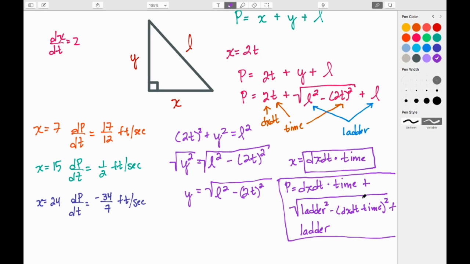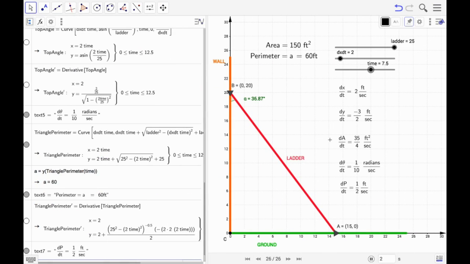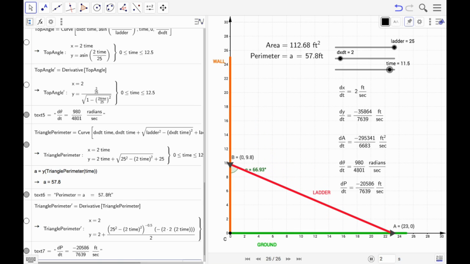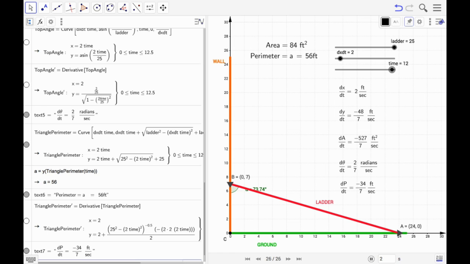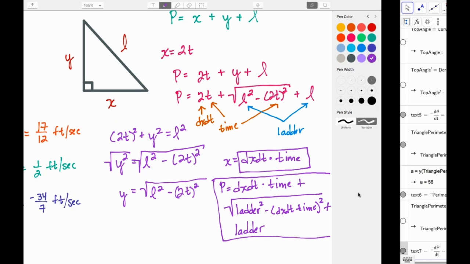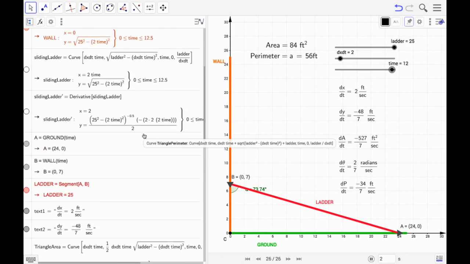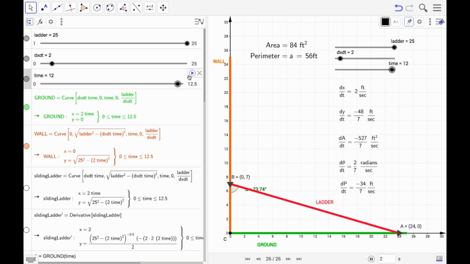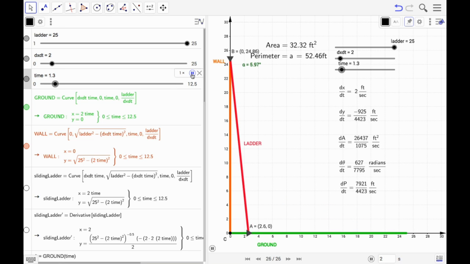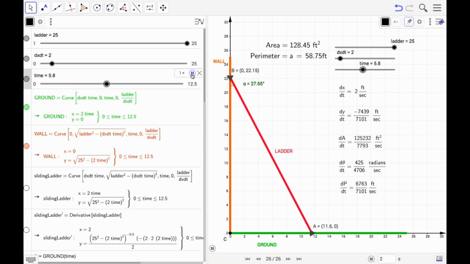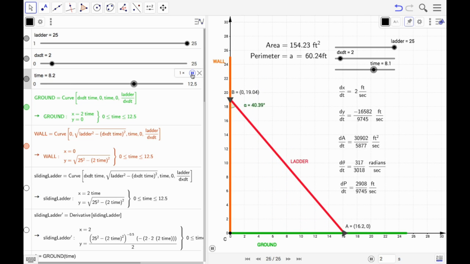And then lastly, let's check it when X is 24. When X is 24, we see negative 34 feet per second. And that is also what we have here. Of course, if we were to click the play button here on the timer, we can see our animation. This sums up this tutorial by ajspeller.com, and as always, thank you for watching.